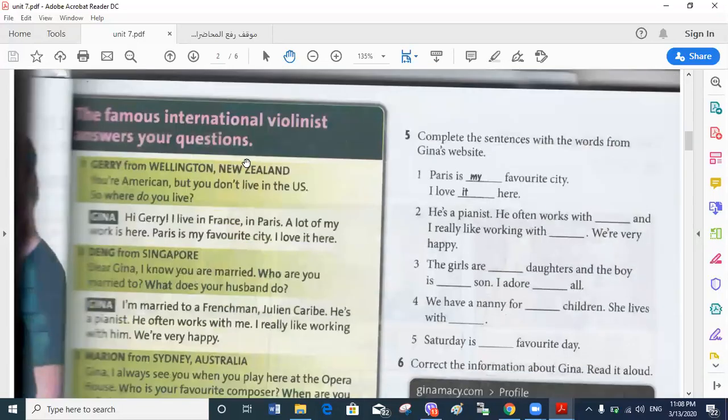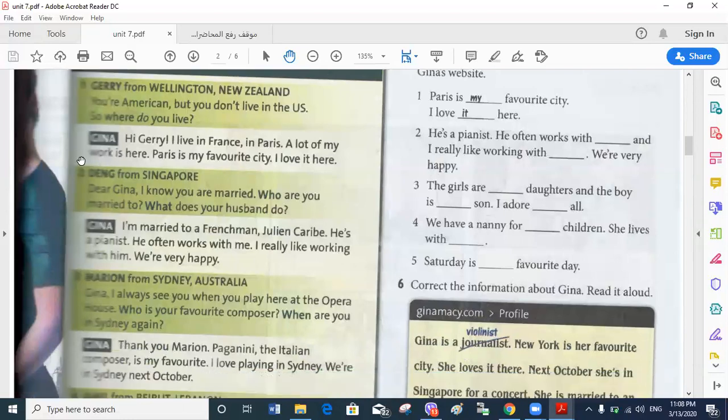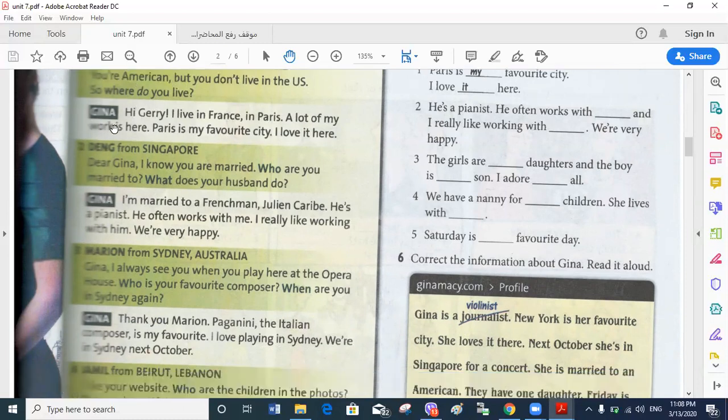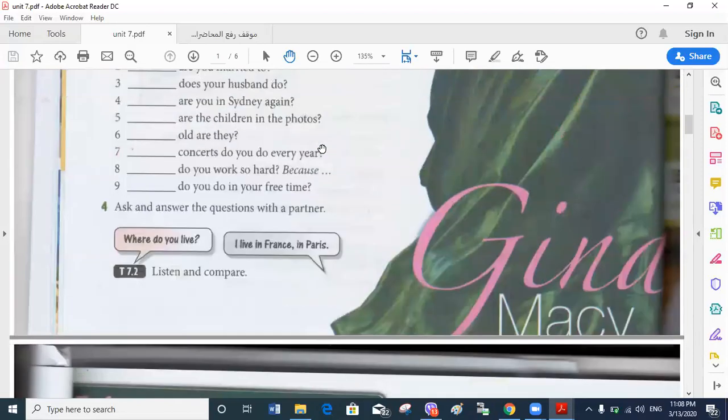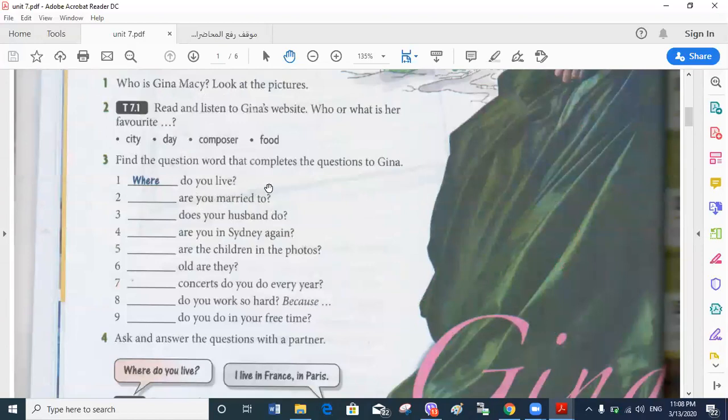So the answer, you can get the answer also from the answer of Gina. She said, hi, Jerry. Jerry is the person who asked this question about where do you live. So she said, hi, Jerry, I live in France, in Paris. A lot of my work is here. Paris is my favorite city. I love it here. So also you can get the question and also the answer.